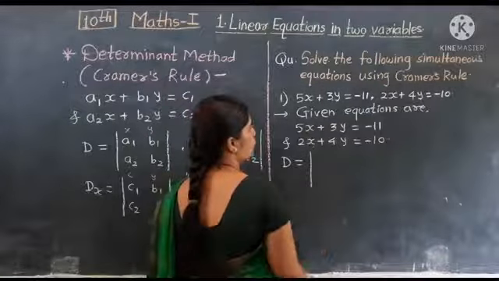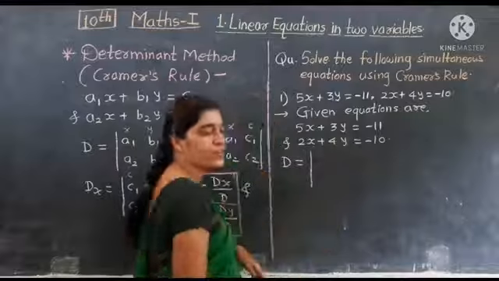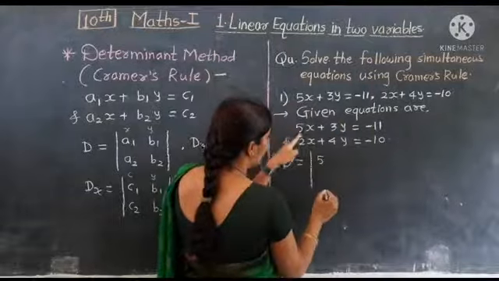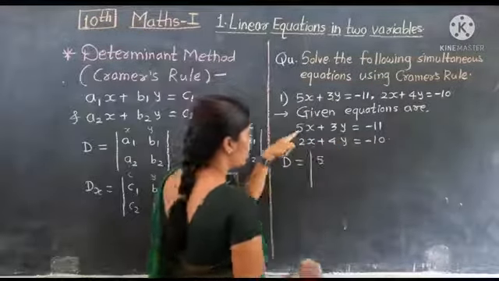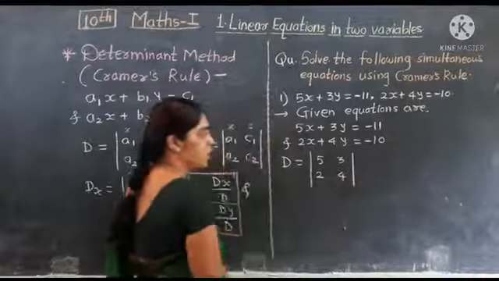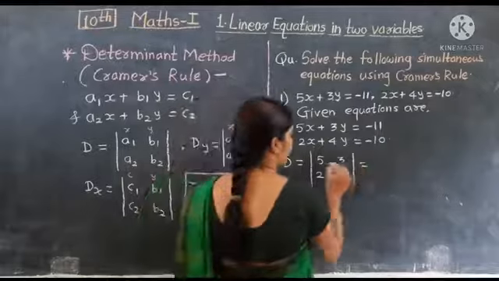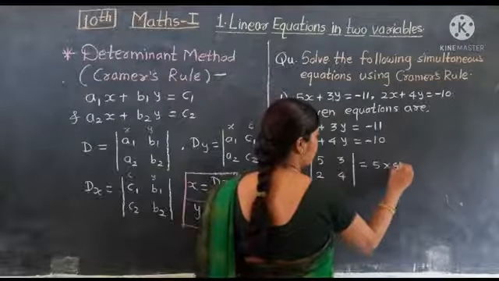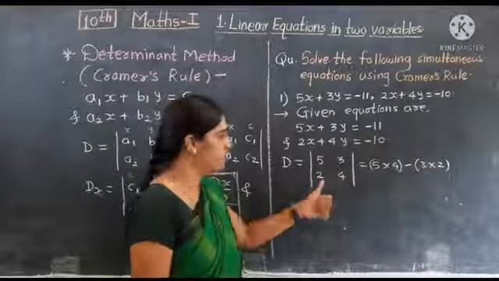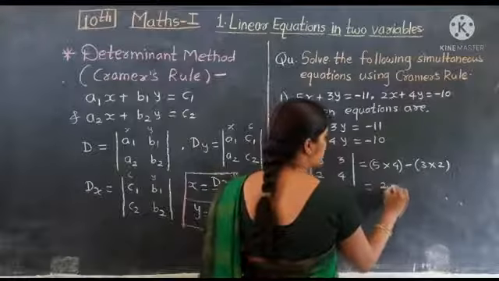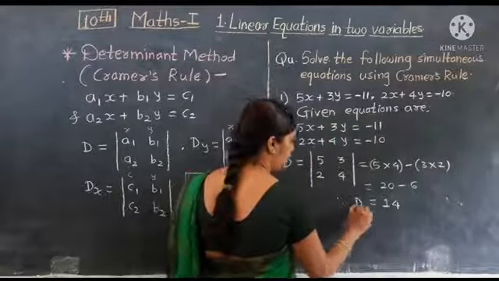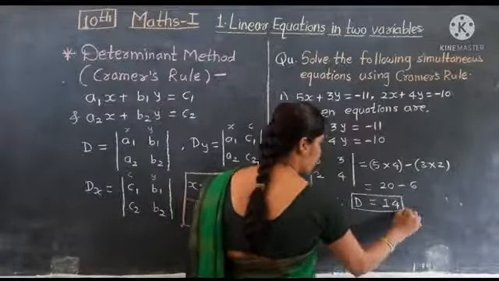D is equal to, how to write D? The first column is the coefficient of x, 5, 2, and the coefficient of y, 3, 4. Now simplify this: 5 into 4 minus 3 into 2. You have seen how to solve a determinant. Then 5 fours are 20 minus 3 twos are 6 becomes 14. Therefore, we get the value of D as 14.